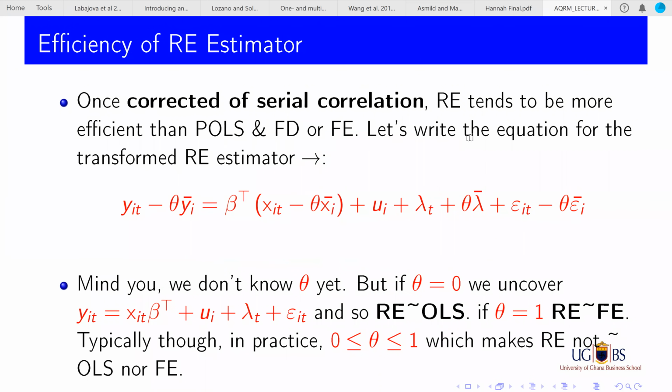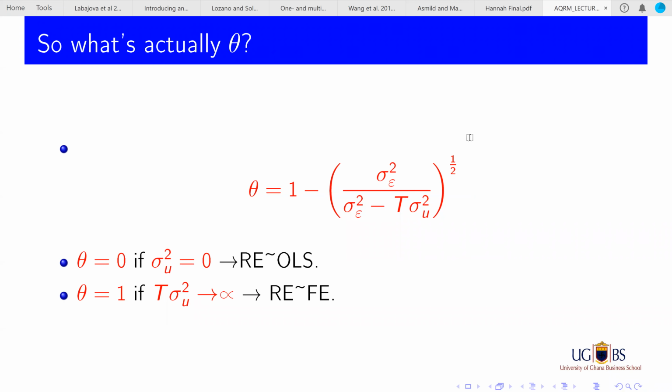And so when theta is 0, and we fall back to that equation, it means that we are now in the world of OLS. We are no longer anything except OLS. If theta is 1, then the random effect and the fixed effect are the same. But in real life, theta is between 0 and 1. So random effect is never OLS or fixed effect. What is theta? What is theta actually? You see this in several packages, but what is it?